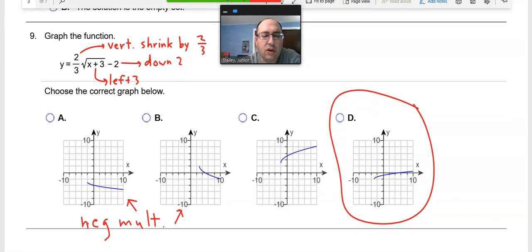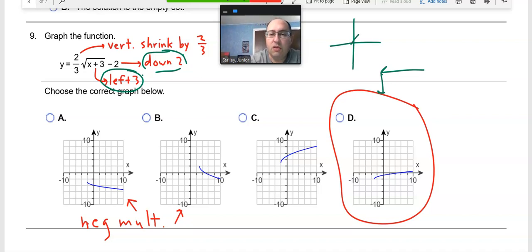On question 9, we're getting into graphing. There are a few things going on here I wanted to talk about or explain. Number one, we see on the inside left 3. We see on the outside a minus 2. So everything is going to go left 3 and down 2. Okay. Take the basic shape of a square root function. We know what that looks like. And we're moving it left and down.